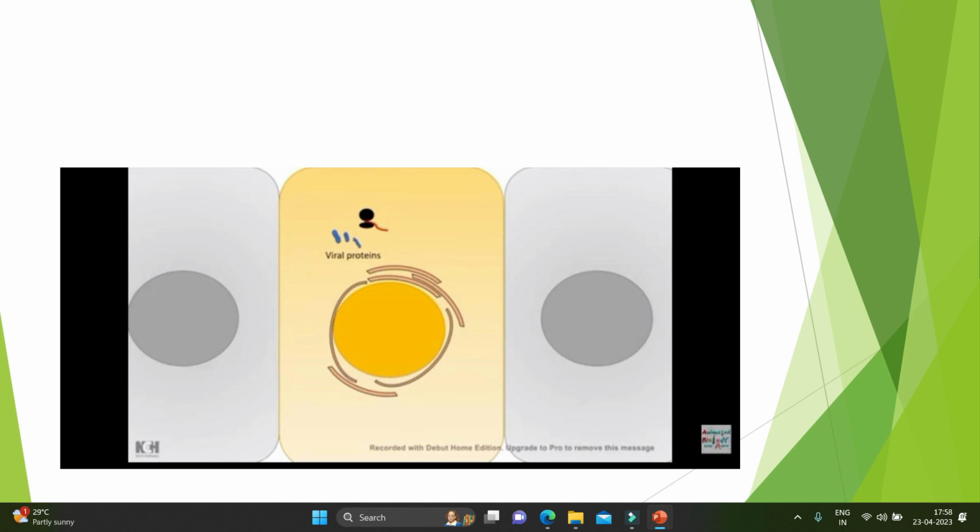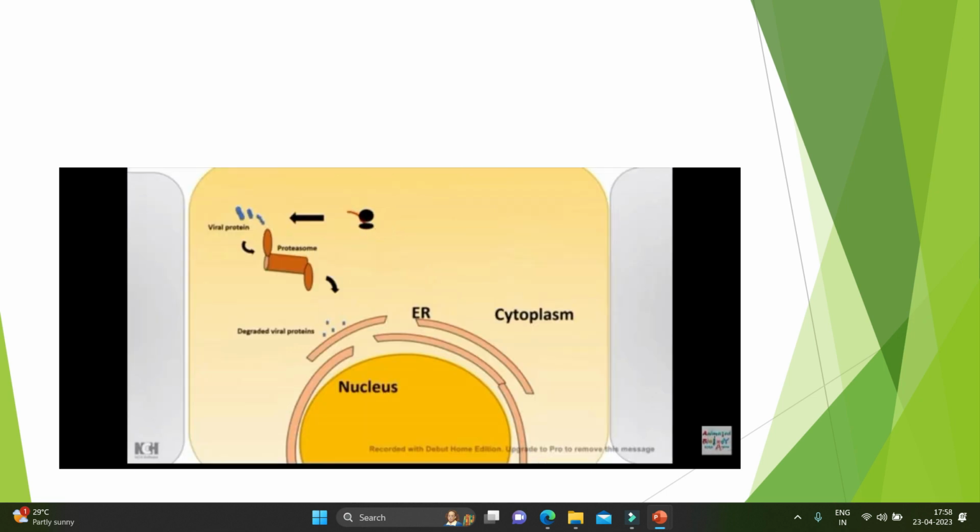Some of these viral proteins will be degraded by the proteasomes inside the host cell, and these degraded protein fragments are transported into the endoplasmic reticulum via the TAP transporter and loaded onto the class 1 MHC molecules.